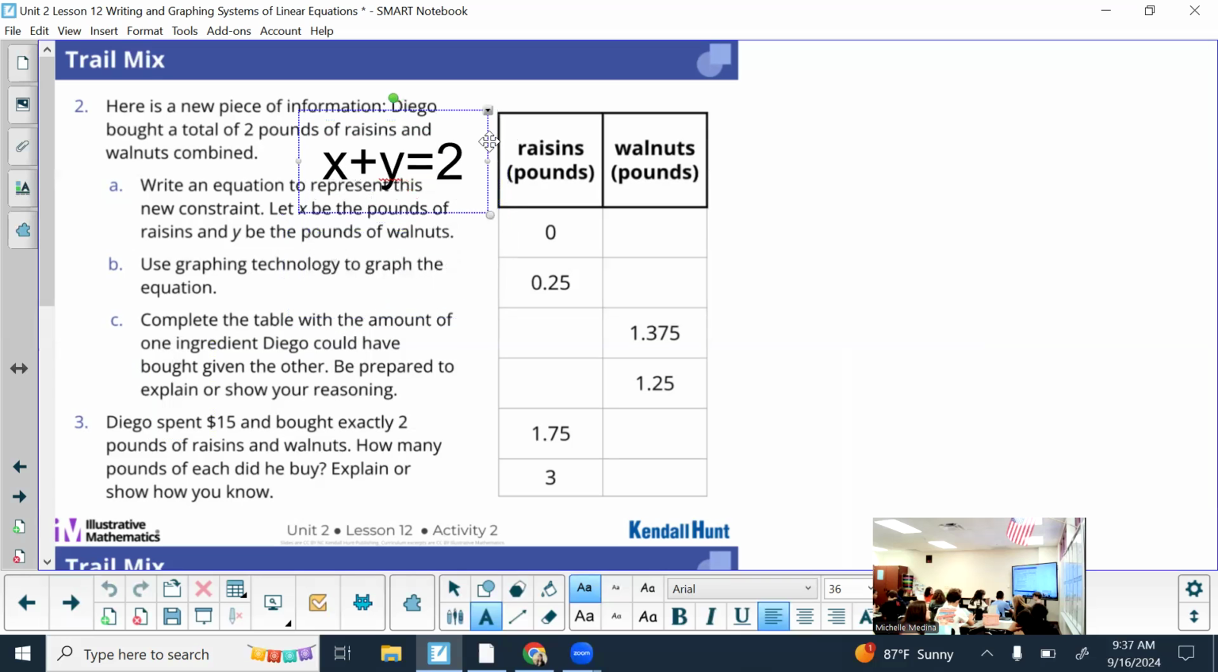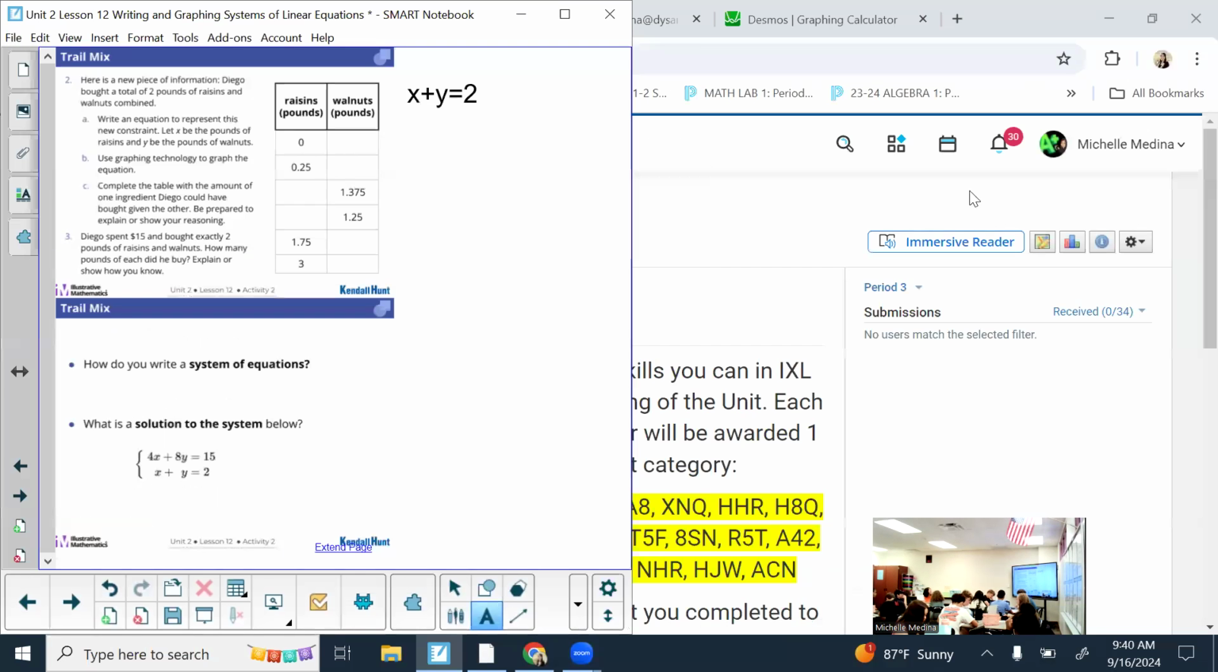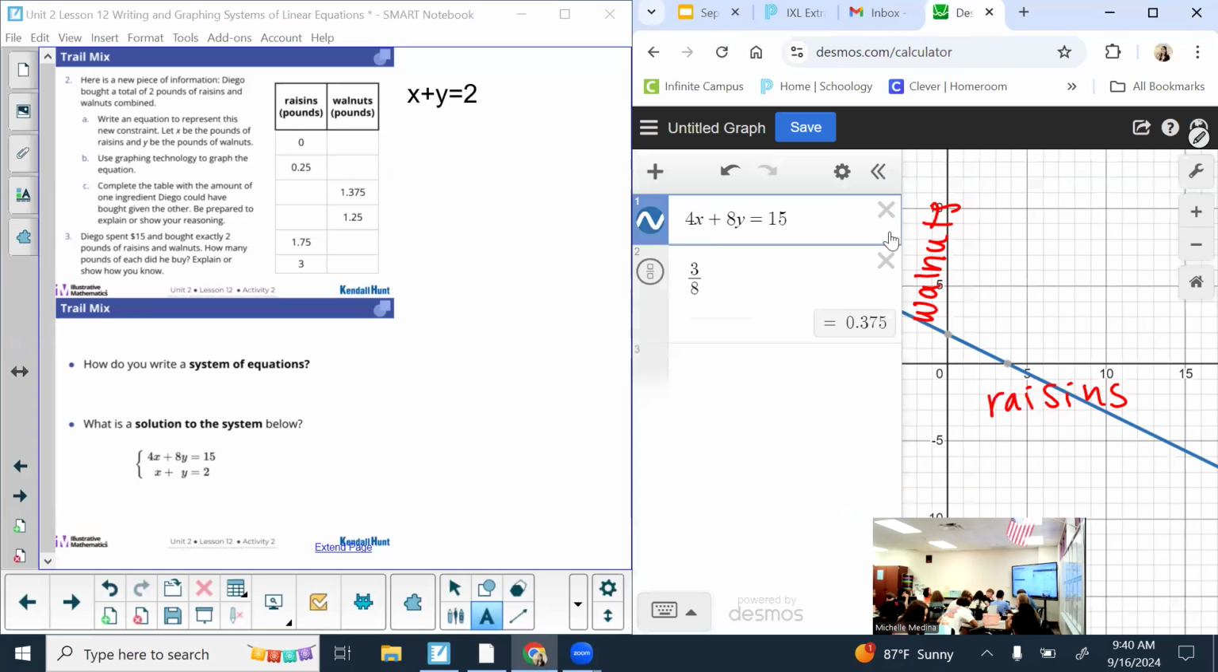Use technology to graph it and complete the table. If I have 0 pounds of raisins, how many walnuts did I buy? And so on. Okay, so do that. We'll go over it in 2 minutes. You might have used a graph. You were supposed to graph it regardless. So let's show what that looks like. X plus Y equals 2.